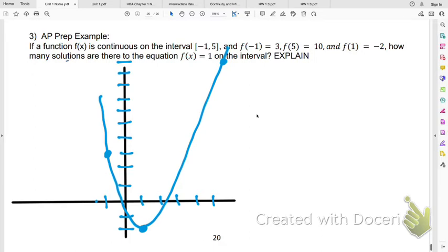Now, I would like to answer the question: how many solutions are there to the equation f of x equals 1 on that interval? What is f of x equals 1? It's y equals 1, right? So here is my y equals 1. Now, let's talk about why the intermediate value theorem helps me. Because you told me in our height example, when I go from 5 foot to 5'11", I have to pass through 5'4", right? Logically speaking.